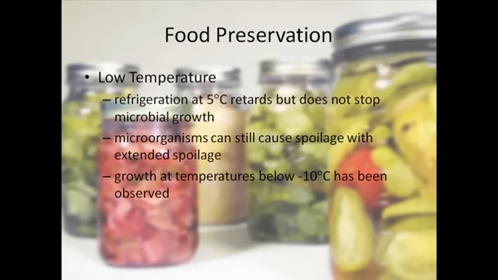Here we have lower temperature. If we refrigerate our food at 5 degrees Celsius, it does not stop microbial growth. Microorganisms can still cause spoilage, though not extended spoilage. Growth at temperatures below -10 degrees Celsius has been observed. So that means the food in the refrigerator is not at all safe.